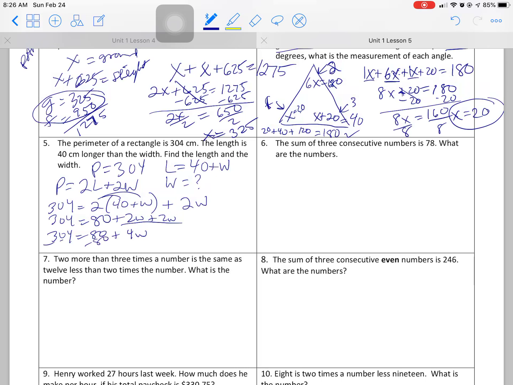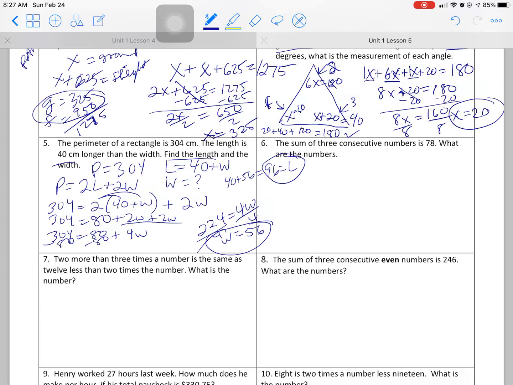Move the 80. 224 equals 4W. Isolate the W. W equals 56. Find the length and the width. Okay, the width is 56, and the length is 40 plus 56, which is 96. Okay, 56 and 96.